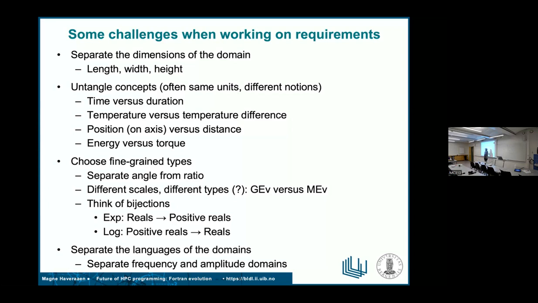And we can even think of bijections. Exponentials take us from reals to positive reals, and logs take us from positive reals to reals. Other functions can be seen as taking us between different domains. For instance, are we in the frequency domain or in the amplitude domain? And there are transformations between these two domains. Maybe we should keep those as different types in our template body so that we don't confuse them by mishap. The values belong to different types. They can only interact in certain ways.